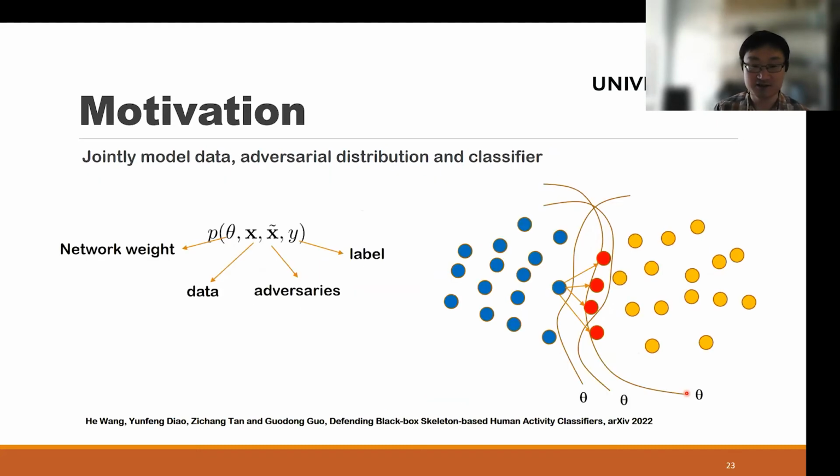So the key idea here is that instead of just modeling the data and the class labels, we propose to jointly model the data, the whole adversarial distribution, and the classifier together. So we essentially want to model P(theta, X, X tilde, Y), where theta is the network weights or your classifier, X is the clean data, X tilde is the adversaries, and Y is the ground truth label. So we propose to jointly model all four factors here.